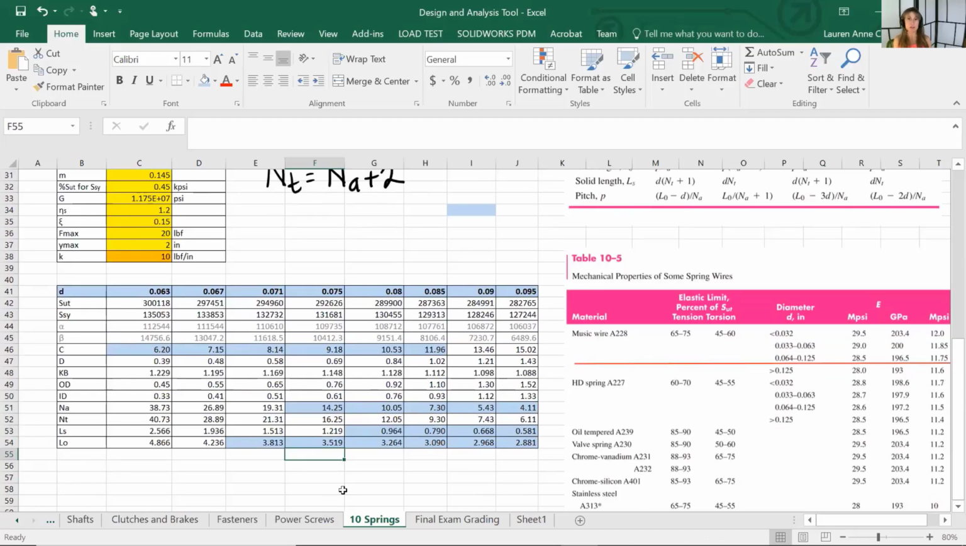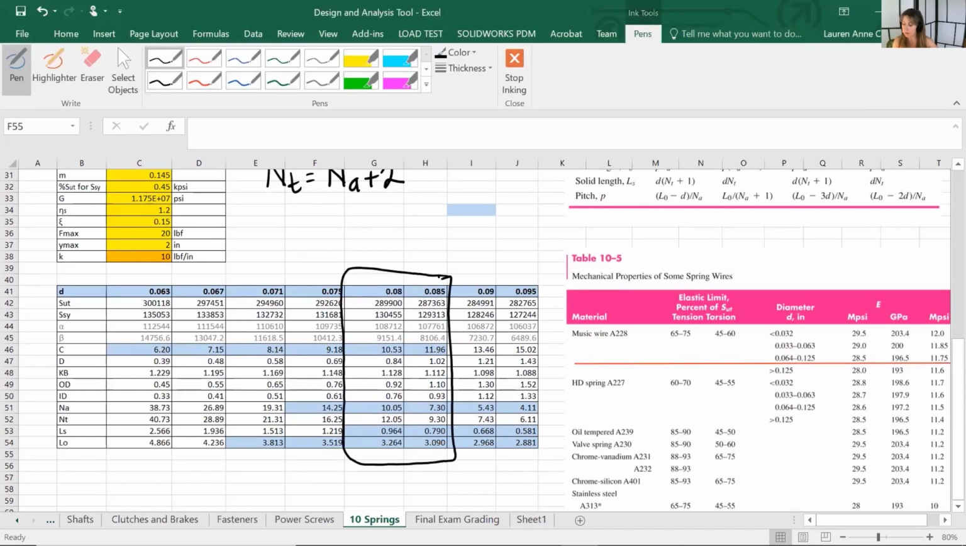Now we're looking for where the acceptable cells overlap. So 0.08 inch wire diameter and 0.085 inch wire diameter would both meet all 4 criteria. I'm assuming a 0.08 inch wire diameter would be a little bit cheaper than a 0.085 inch because it's a smaller diameter. So that would probably be your choice.